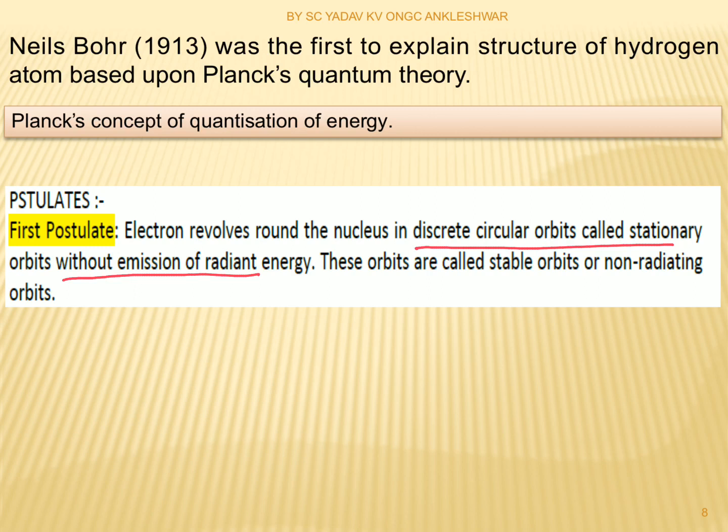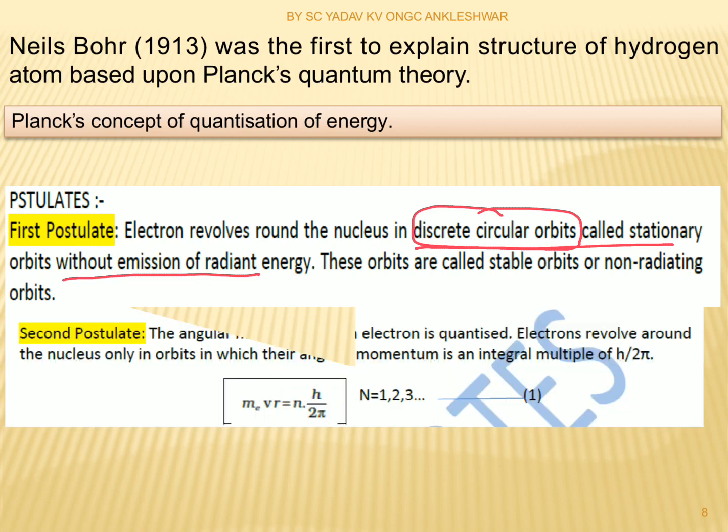But here the first postulate, which is very important, gives idea that electrons are revolving in discrete circular orbit. Discrete circular orbit means the orbit in which electron is revolving having fixed energy level, and these energy levels are called orbits. So unless or until electron changes its orbit, energy is not released in the form of radiation.